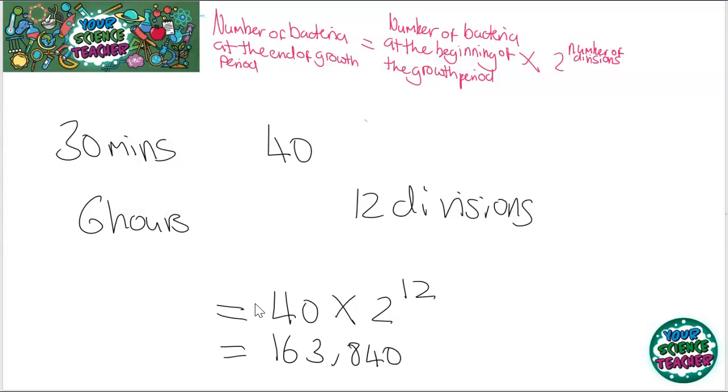163,840. So that shows you that you don't need a long time to end up with a vast amount of bacteria. So that just shows you how quickly these bacteria divide. And the importance of this equation, you might be asked to use this in the exam, so you might have to remember to apply this equation.